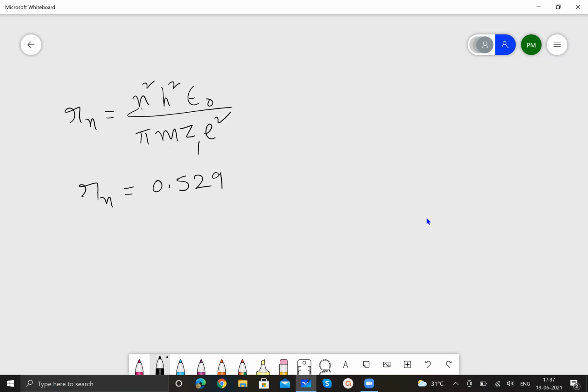So I got Rn is equal to n square h square epsilon 0 by pi m Ze square. Here h is Planck's constant, epsilon 0 permittivity of vacuum, m mass of the electron, e electronic charge. So the variables are only n and z. Therefore I can write Rn, substituting all the values, as 0.529 multiplied by n square by z angstrom units.